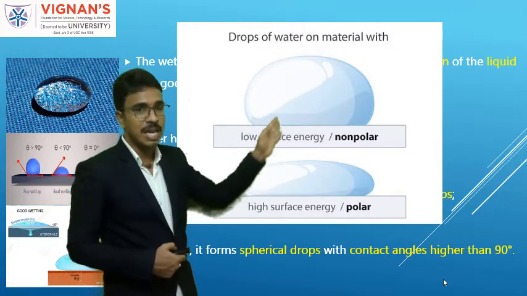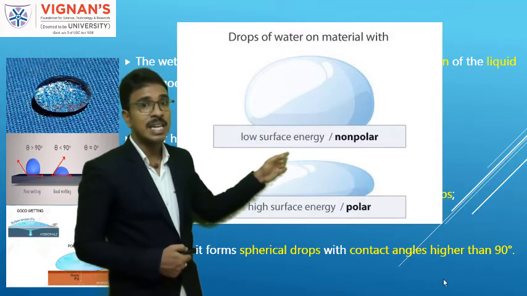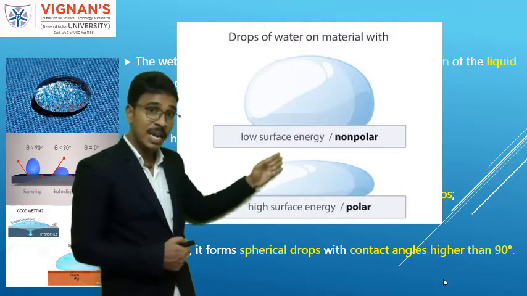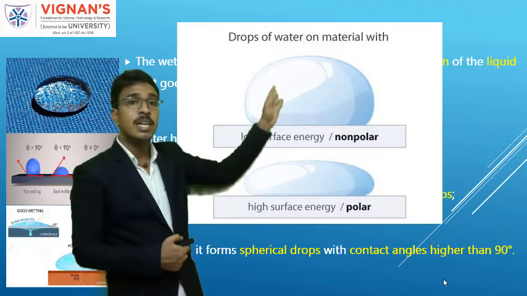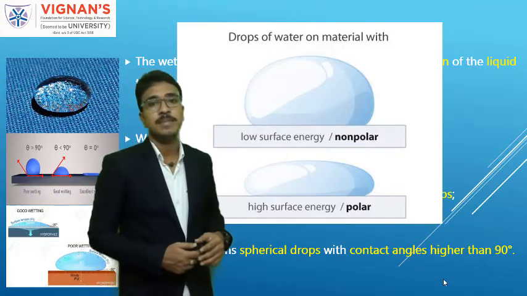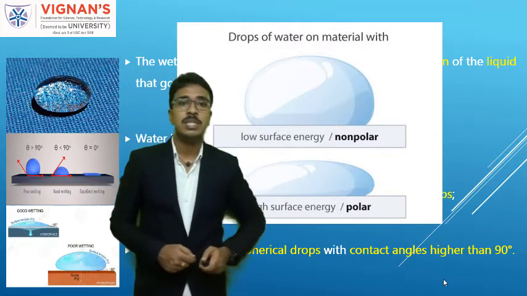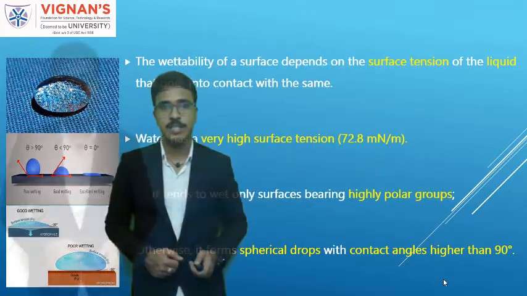Here also an angle is forming, but the angle is less than 90 here, but here the angle is more than 90. Understand? So this is the surface energies.